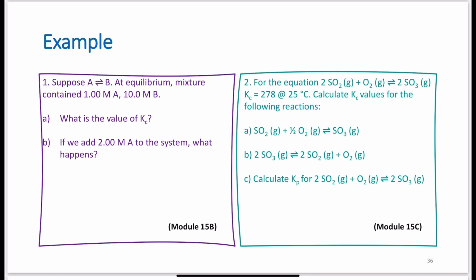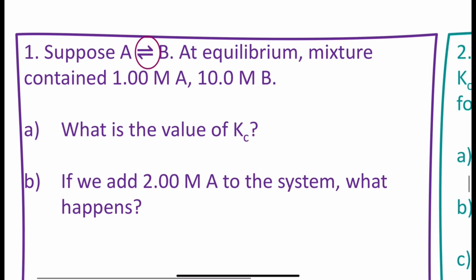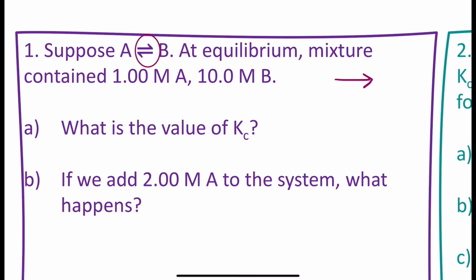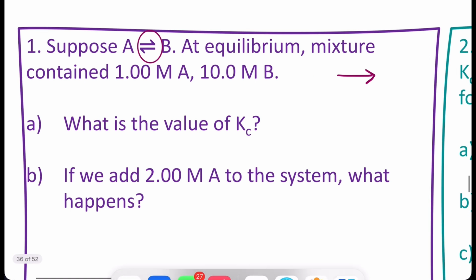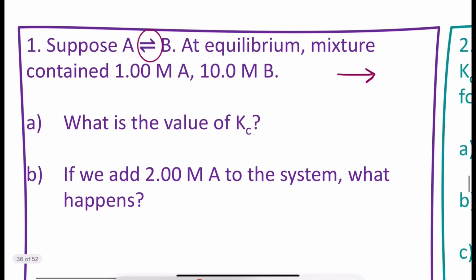Okay, I've got, suppose A is in equilibrium with B. First thing I want you to remember is that these arrows mean equilibrium. If I write an arrow like this, it's a general reaction. This is how we've been writing reactions to date. So this arrow that I've just drawn is just a straight reaction, reactant going to product. That's what you guys are used to.